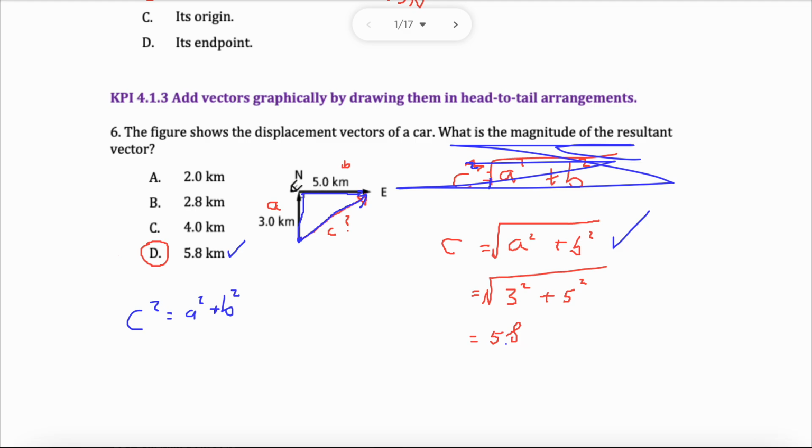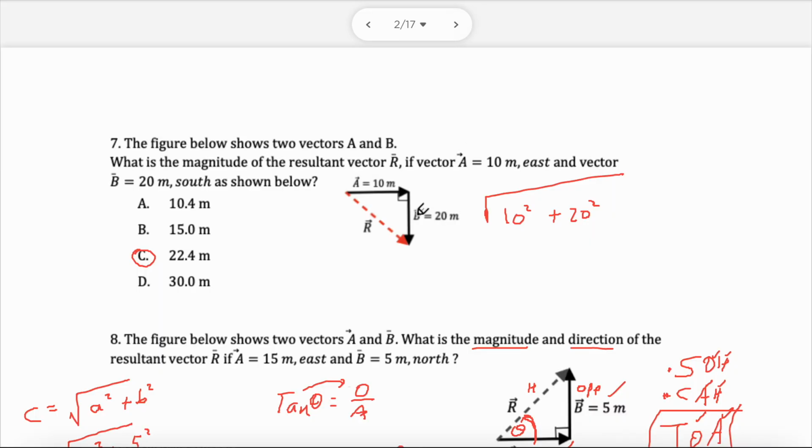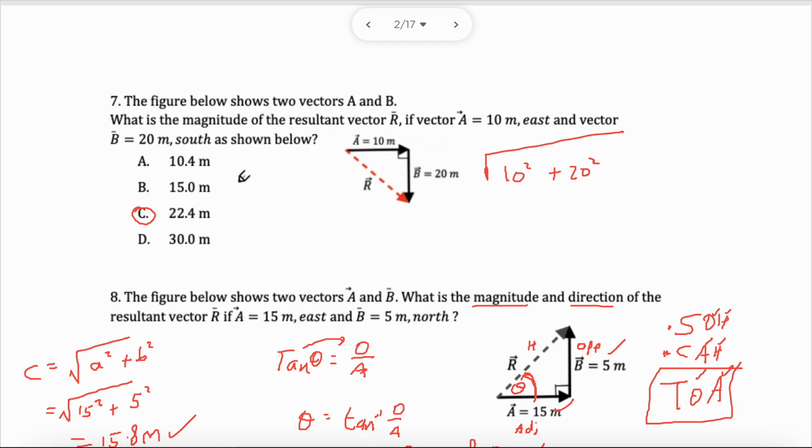And in fact, if you look at these options here, they're all smaller than 5. So that's impossible. It must be bigger than 5. There is only one option bigger than 5, it is D. So in happenstance, this question, there is only one possible answer. But this is how you solve it. You use Pythagoras.